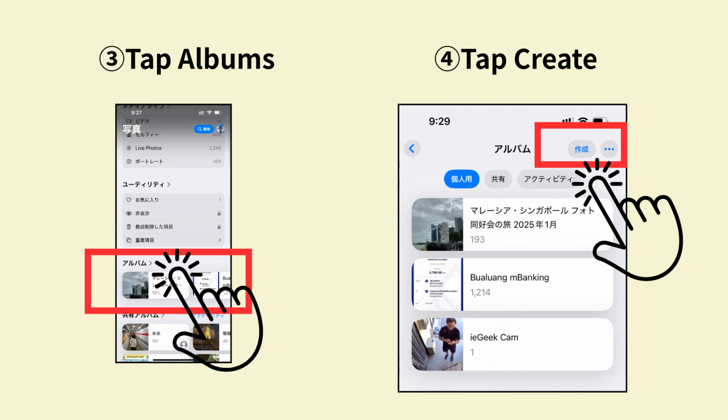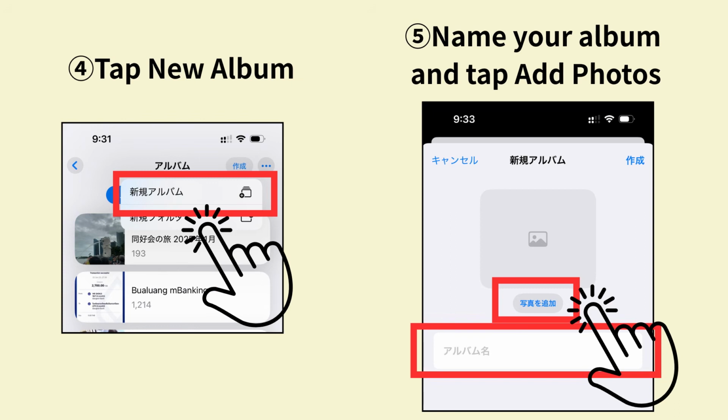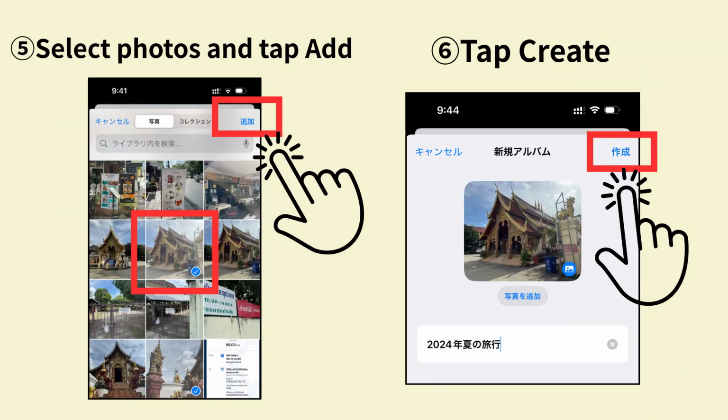Tap Albums, then tap Create in the upper right corner. Tap New Album, name your album, and choose the photos you'd like to add. Select the photos you want to add to the album, then tap Add. Finally, tap Create in the upper right corner, and your new album is ready.